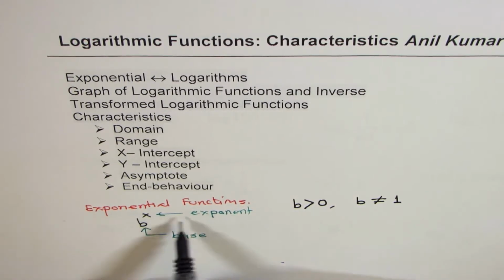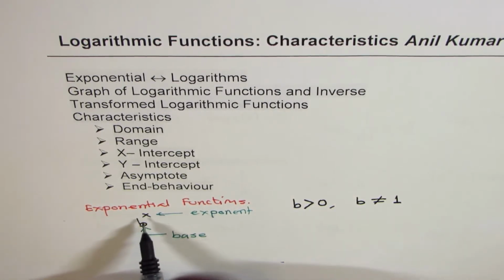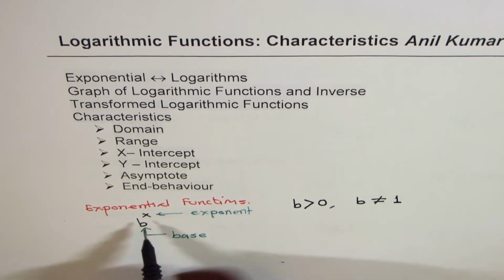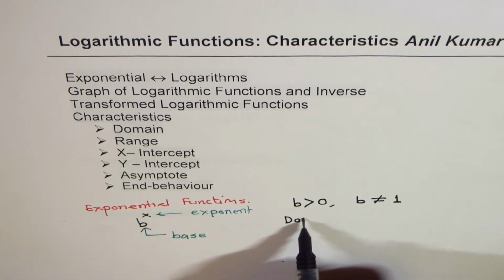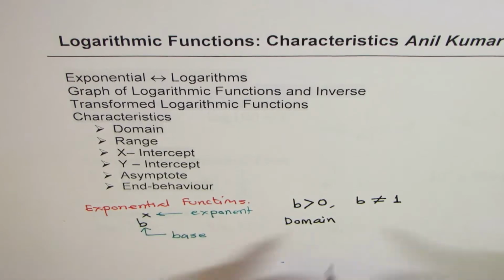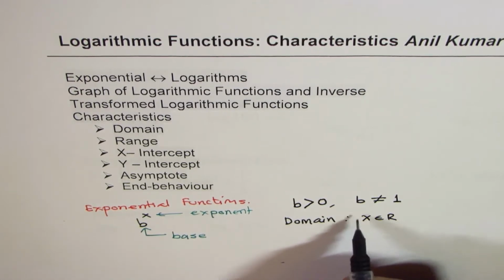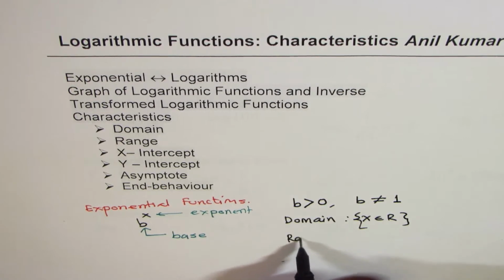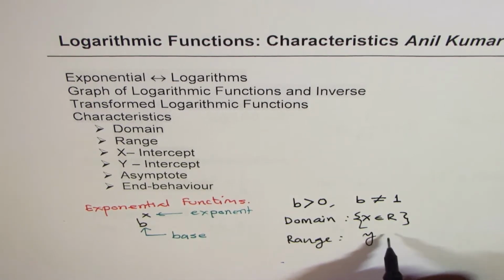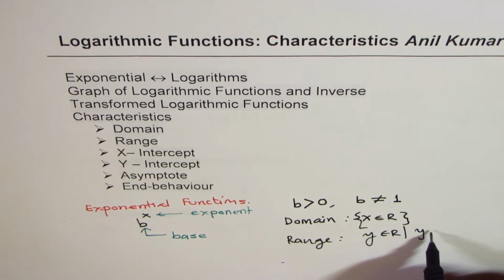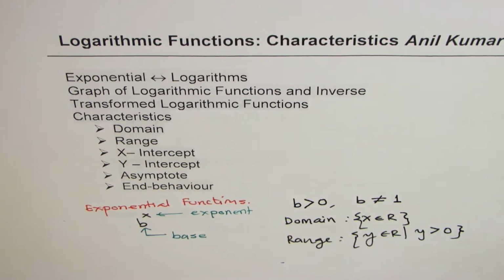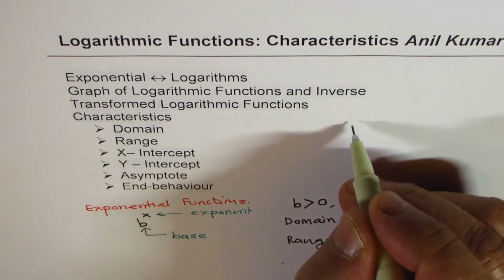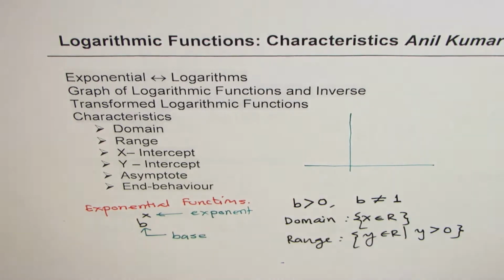Also, most of these functions will be either always increasing or always decreasing. However, we have no restriction on their domain, right? So as far as the domain of this function is concerned, the value which x can take belongs to the real numbers, and the range of this function is y belongs to the real numbers, and y should always be greater than 0. This is for a basic function represented by b to the power of x. And their graph, if you want to sketch, will look kind of like this.